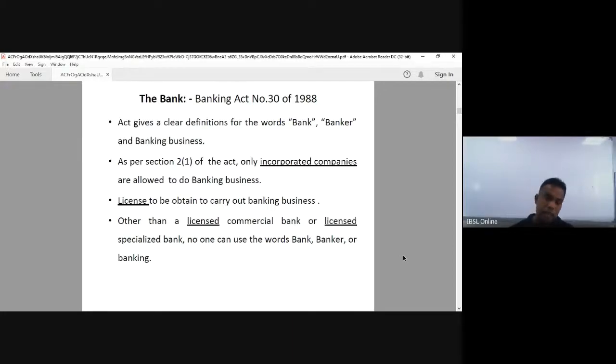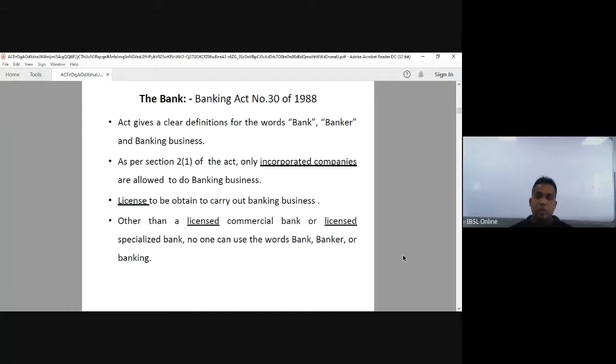Now this act gives a clear definition for the word bank and banker and the banking business. That is number one that you have to remember. So we don't have to rely on the previous judgments now. We don't have to rely on the Bills of Exchange Ordinance. We don't have to rely on the judgments given in England. We have the Banking Act, and the Banking Act gives a clear definition.